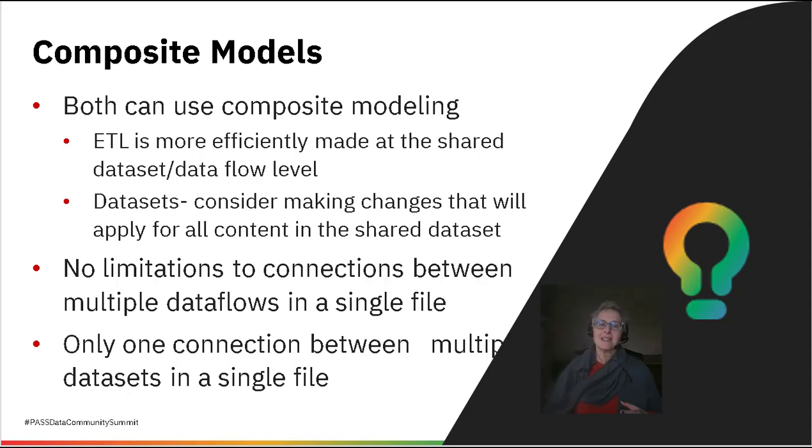When it comes to data sets, you want to consider making the changes that will apply for all the content in the shared data set rather than letting your builders go rogue on making those kinds of changes using composite modeling. There is no limitation to connections between multiple data flows in a single file. So you can put as many data flows in a single file as you want without any kind of modeling problem. And just as a repeat, if you're putting multiple data sets in a single file, there's only one relationship allowed between those two data sets.